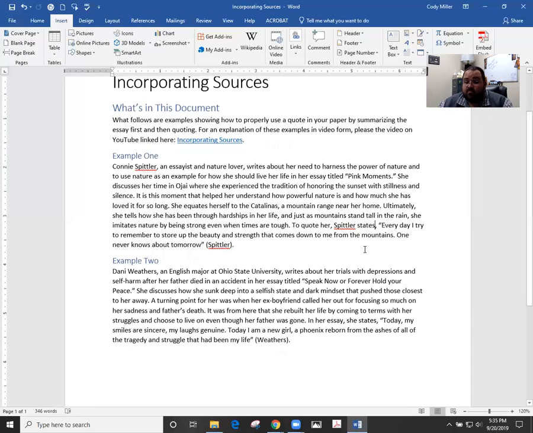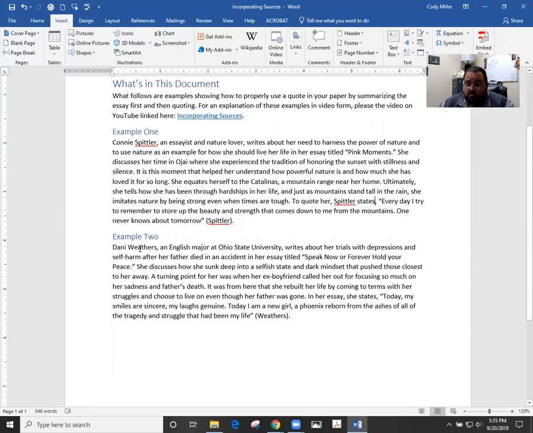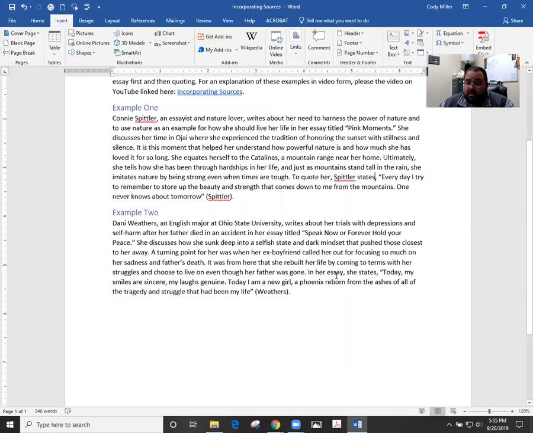You'll notice the same thing down in the Danny Weathers summary, which is right here. And what I've done is I say she states. So because there's a she, we know that it's referring to Danny Weathers, who was mentioned right before that.